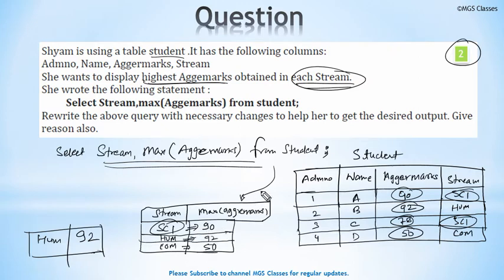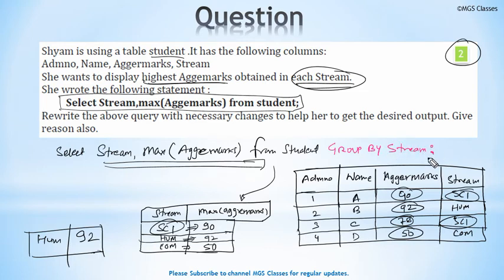For that purpose we need to apply group by on this column, stream. So this query will be rewritten as the correct query like this. You need to add some more things here, and that will be group by, and then you will write stream. If you write like this, this solution will be correct. So this is now the completely correct query.